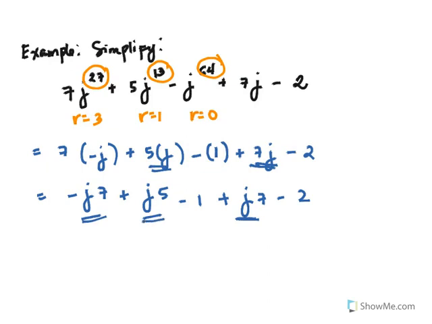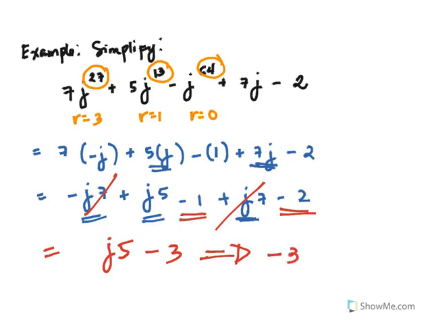So, since meron akong negative j7 and positive j7, when I add this, magka-cancel yan. So, I only have here j5, and then negative 1 minus 2, it's simply negative 3. Or, the simplified form is negative 3 plus j5.